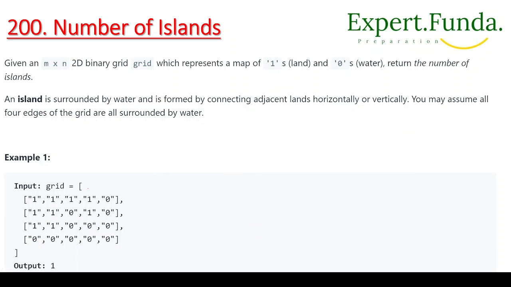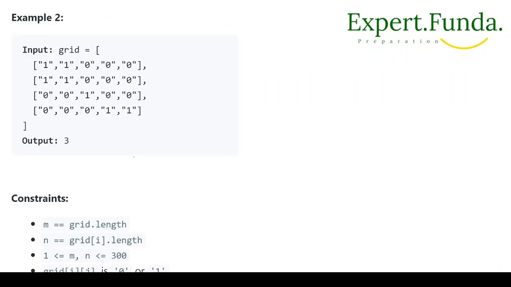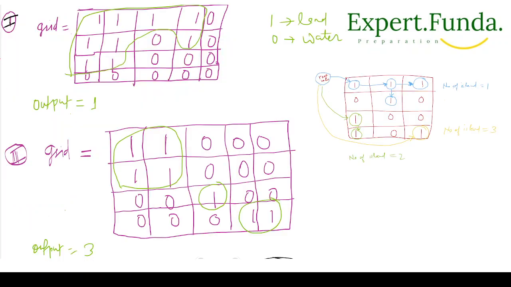Coming back to the problem, we are given land and water in the grid, and we have to return the number of islands. So how will you find the number of islands? This is another example, so let's assume what I'm talking about. We are given a grid here.